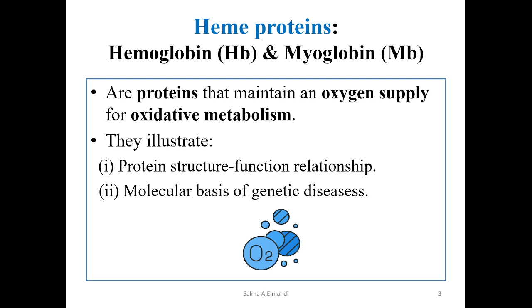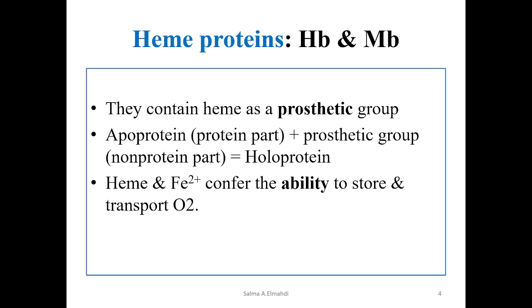Hemoglobin and myoglobin both are proteins that maintain an oxygen supply for oxidative metabolism. Both of them illustrate the protein structure-function relationship, and they both illustrate molecular bases of genetic diseases. So when we study hemoglobin, we will have a practical example of how structure is related to function in biochemistry, and we are going to illustrate some examples of genetic diseases and discuss their molecular basis in relation to hemoglobin.